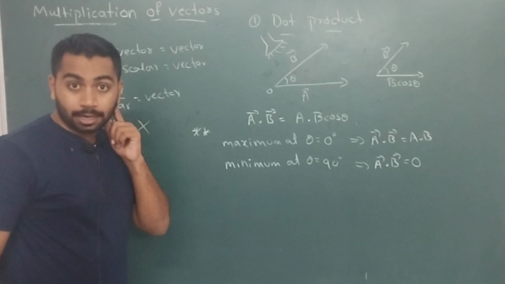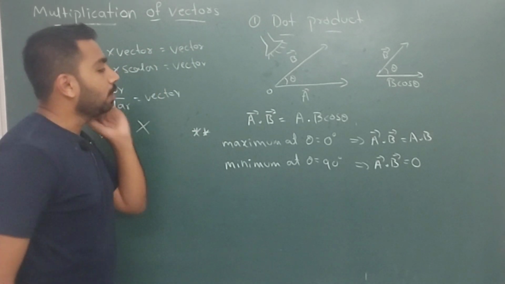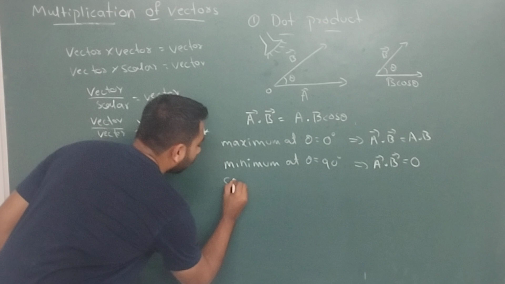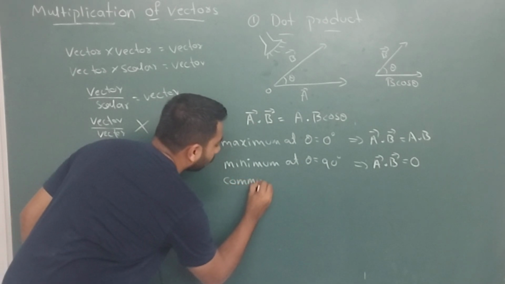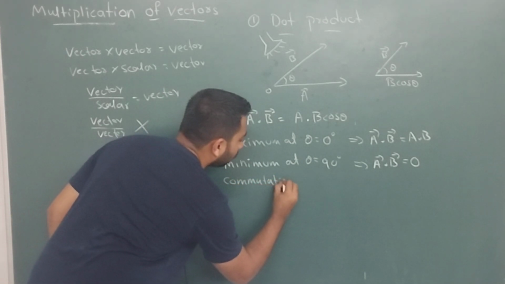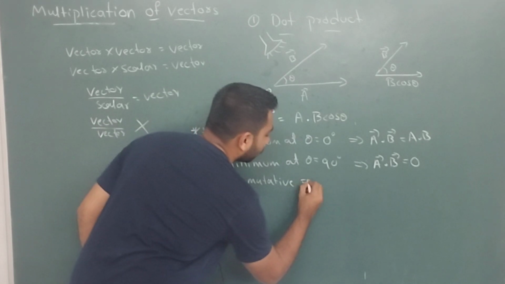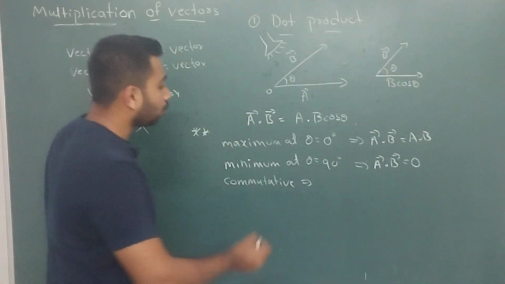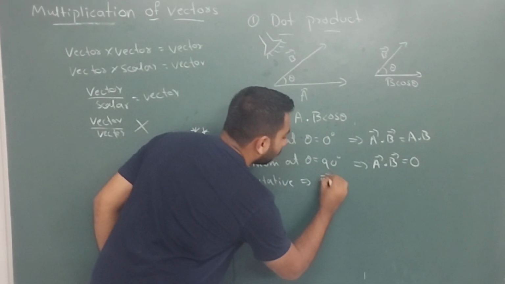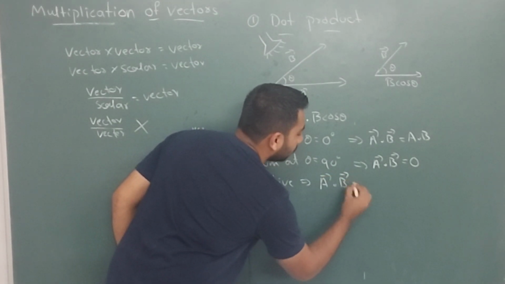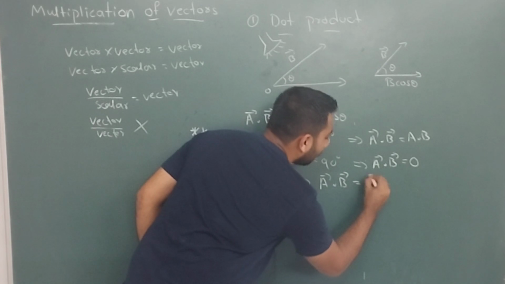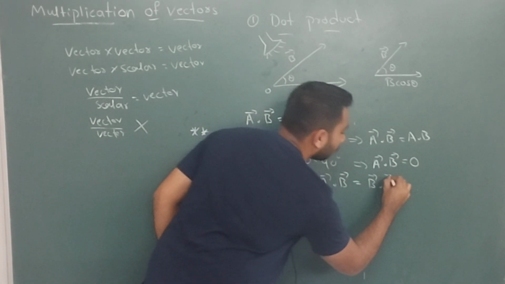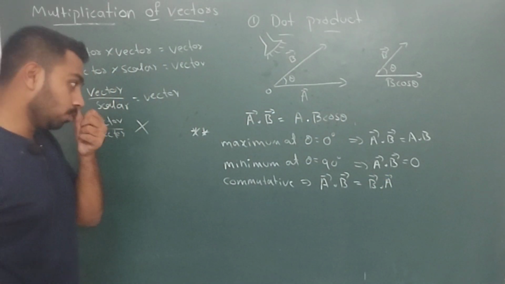Right? Okay, and this follows the commutative law. Very simple. Just now I said you can project in this direction or in this direction, both are okay. Which means vector A dot B is equal to vector B dot A. Both are the same.